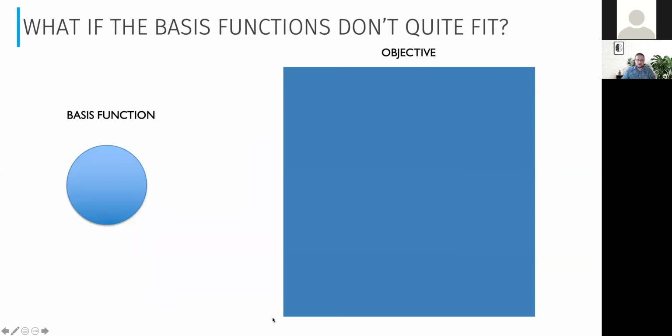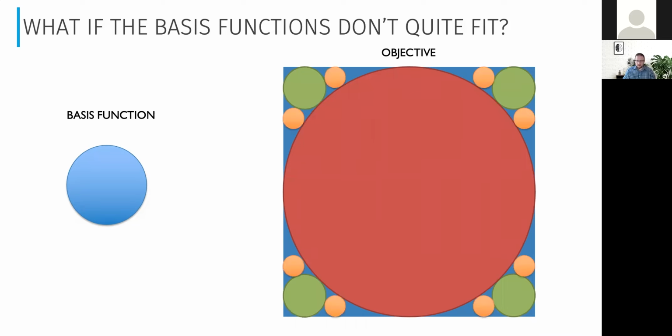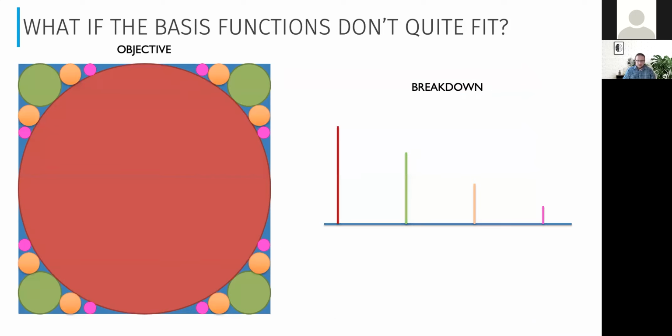That answers the question of what if the basis functions that you use don't quite fit? So if I'm trying to fit this square and my basis function is a circle, well, what can I do? Well, I can start with a big square. I can add some little squares, add a big circle, some little circles, and keep adding circles, and I'll get a reasonable fit. But if I look at this over time, what you'll see is that I'm going to get a bunch of fits from this little circle as opposed to one fit if my basis function was a square.